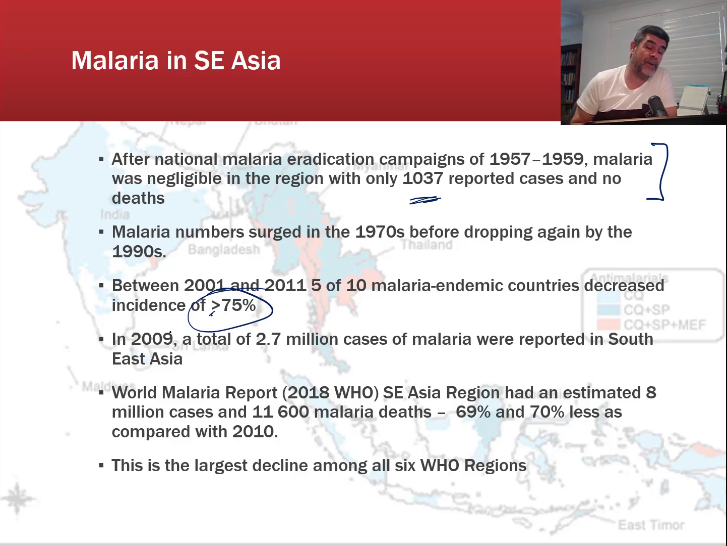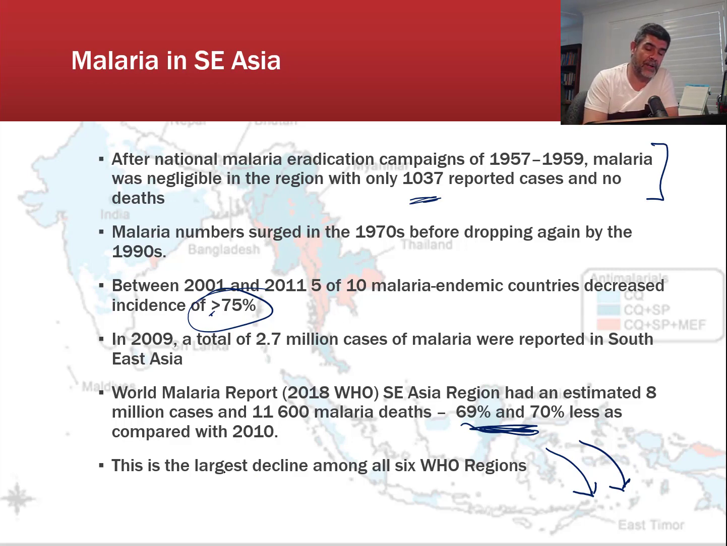From 2009, we had a total of 2.7 million cases in Southeast Asia. And then the most recent report that I could find was from 2018. So it was up on 2019, but it was basically looking at 2018 figures. There, they had estimated 8 million cases, over 11,000 deaths, but 70% less than they had 8 years earlier from the 2010 figures. So this is a region that in terms of malaria is in decline. Certainly the incidence of malaria is in decline. Some quite significant drops in some of those values.